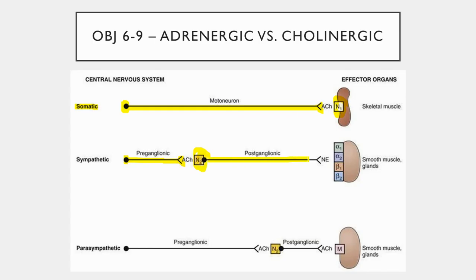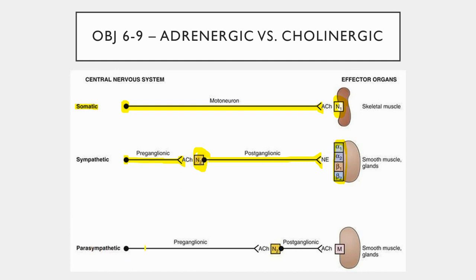Then you have the cell body and the axon. There's norepinephrine. So these are going to be adrenergic. Okay, and as we saw earlier, it's the postganglionic sympathetic. They're the ones that secrete norepinephrine. Okay, so these are going to be your adrenergic neurons, and this is going to be my adrenergic receptors.